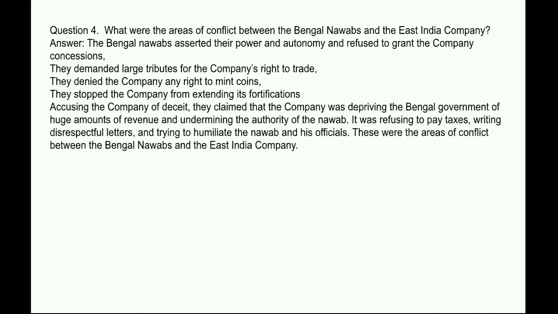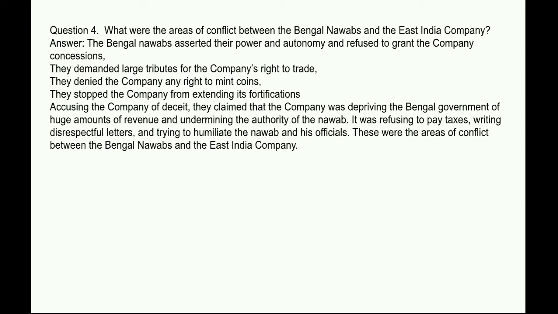Next question. What were the areas of conflict between the Bengal Nawab and the East India Company? Answer. The Bengal Nawabs asserted their power and autonomy and refused to grant the company concessions. They demanded large tributes for the company's right to trade. They denied the company any right to mint coins. They stopped the company from extending its fortifications, accusing the company of deceit.